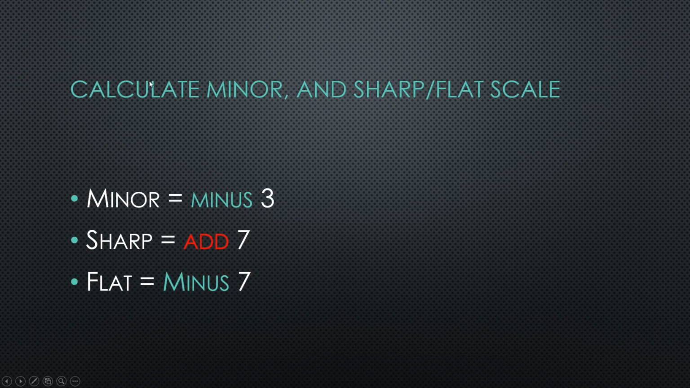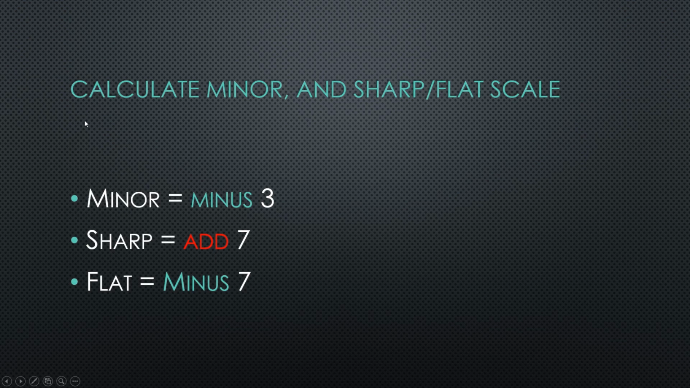Next up, we're going to talk about calculating minor scales as well as sharp and flat scales. All right, I should have put an S here, my bad. So in order to get a scale from, let's say, for example, C major, we want to go to C minor. Let's say we have to do that. We'll have to do C major, which is 0. If you remember, I said C looks like 0. Subtract 3, and then we'll get -3, meaning there are 3 flats in the C minor scale.